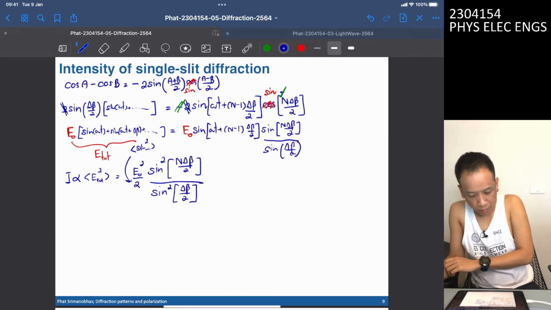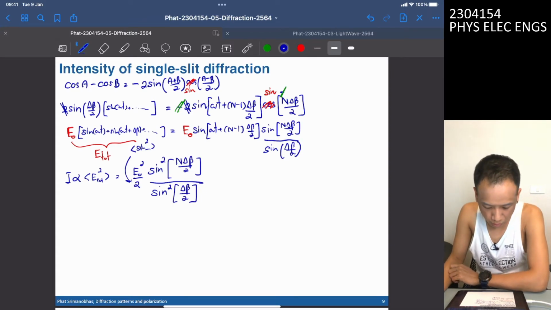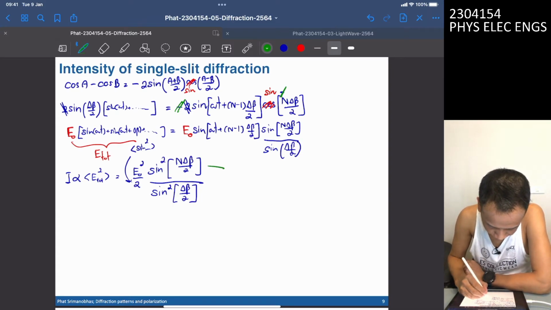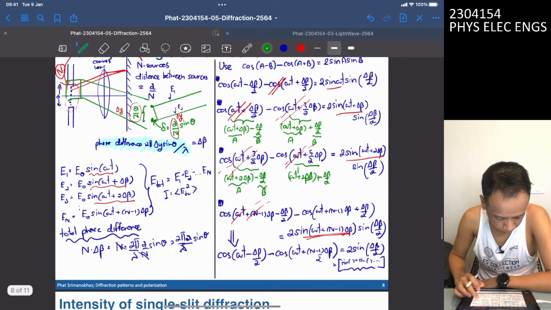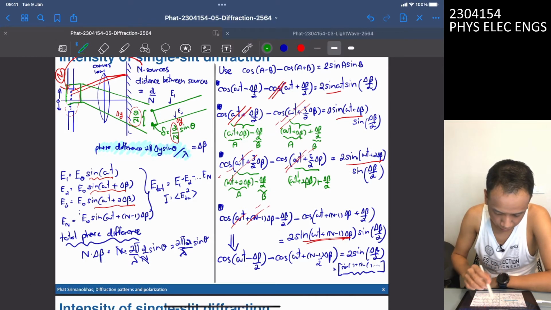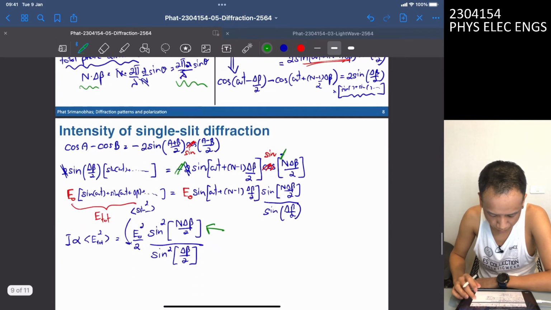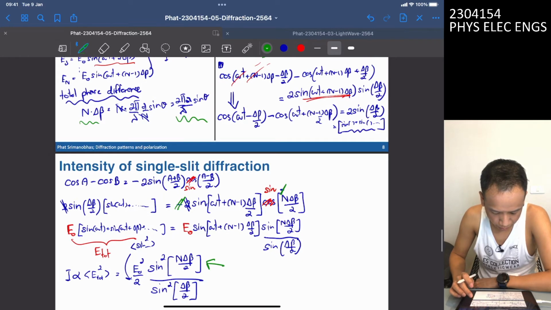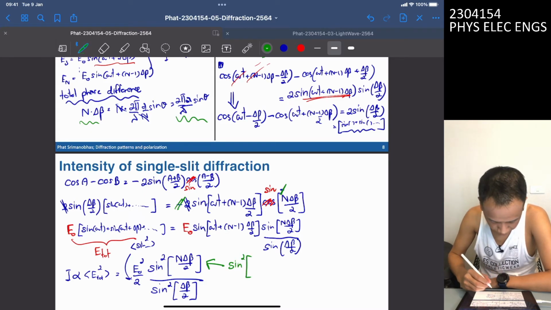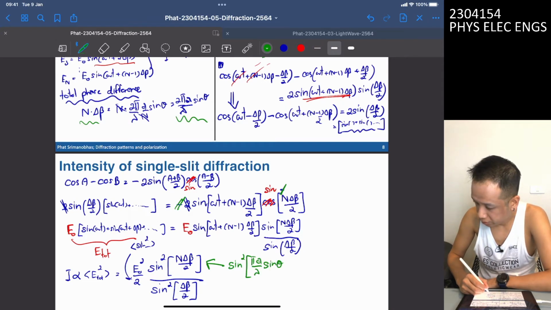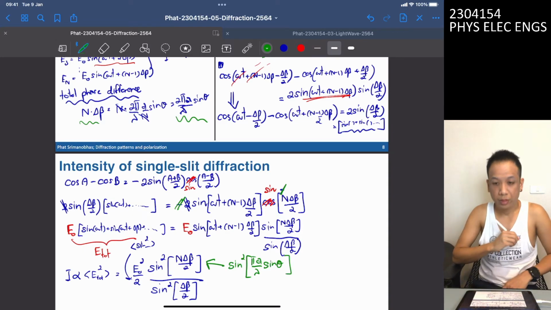So you need to manage the terms. The denominator term, n delta beta, you have it already. The n delta beta is here, which is 2 pi a sine theta over lambda, right? So divided by 2, the numerator becomes sine squared of pi a over lambda sine theta. This is the numerator.